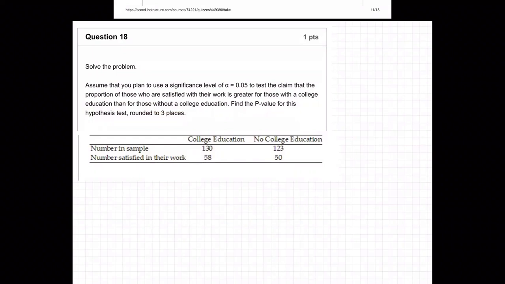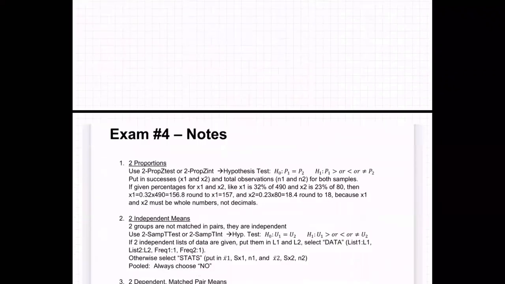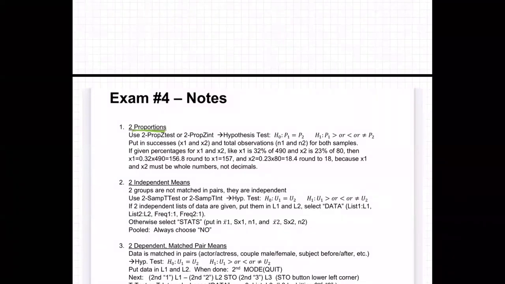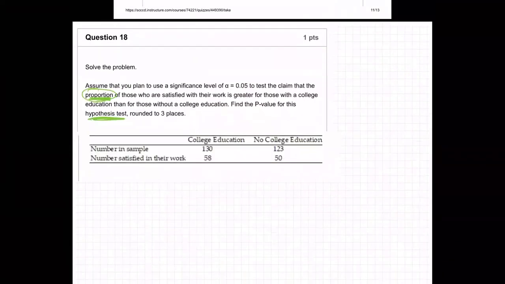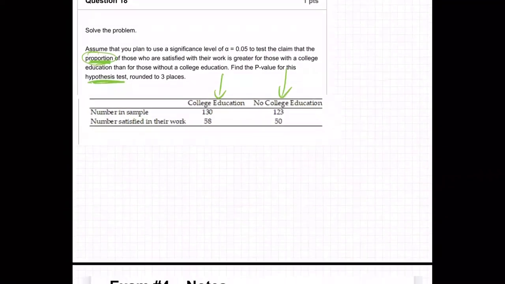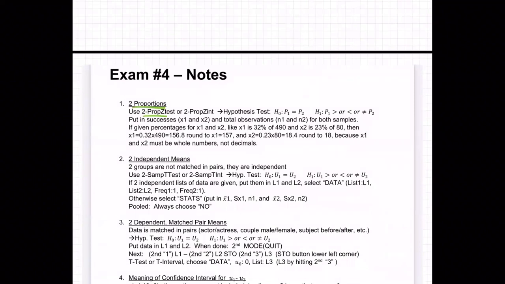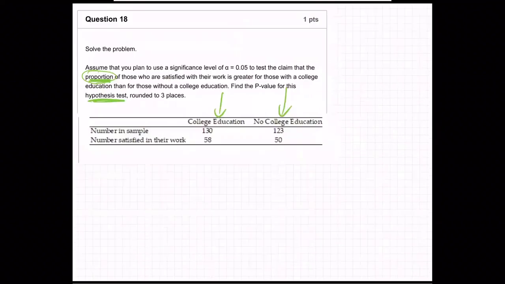So I know what's hard is reading all the words and figuring out which test. Here are the key words: proportion and hypothesis test. So as we look at our notes, it's 2 proportions. It's 2 groups, right? College-educated people, non-college educated people. So 2 groups, so it's 2 proportions, 2 prop Z test. It's a hypothesis test, not a confidence interval. 2 prop Z test. So there we go. That's how we know what we need to do here.